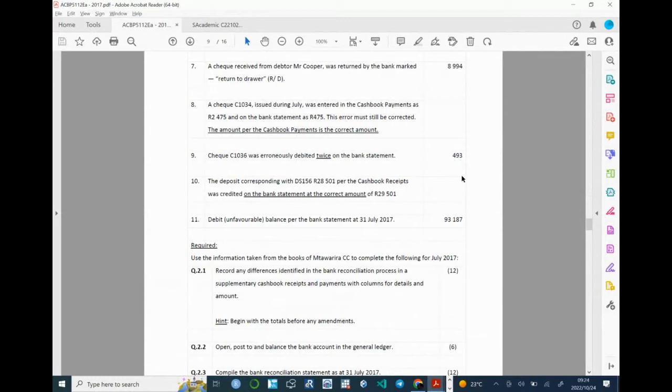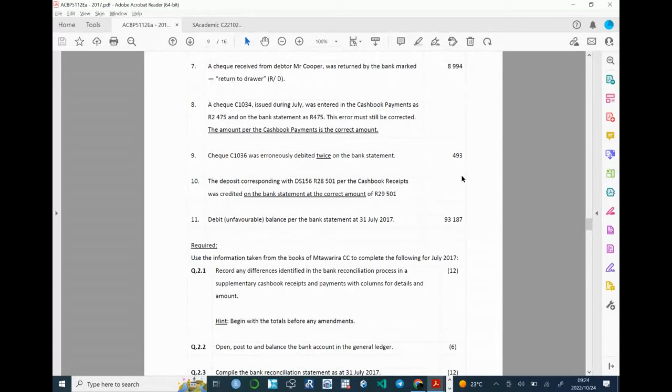The deposit corresponding with the cash receipt was credited on the bank statement at the correct amount of 29,501. So basically, we recorded it wrongly. We should have received 29,000, but we only recorded 28. So in our books, in the cash receipts journal, we need to record an additional 1,000.